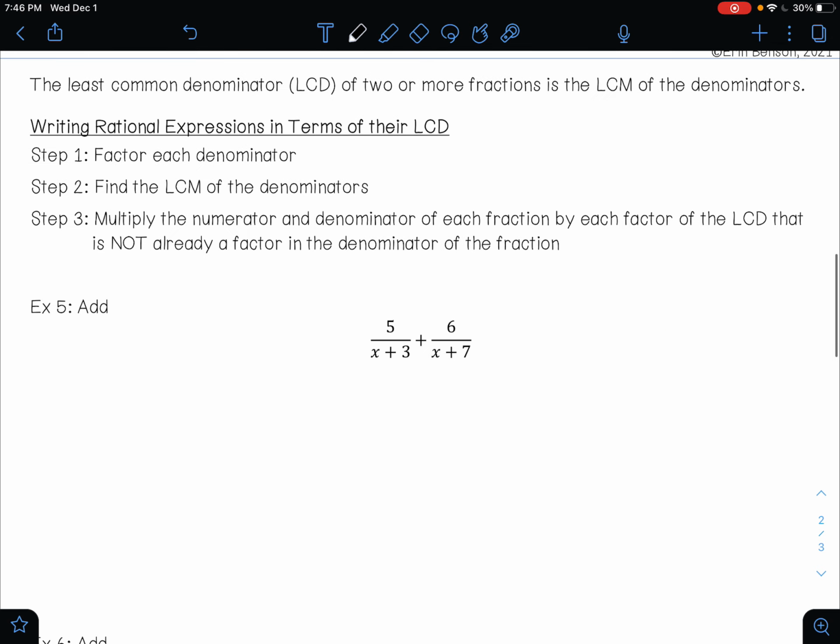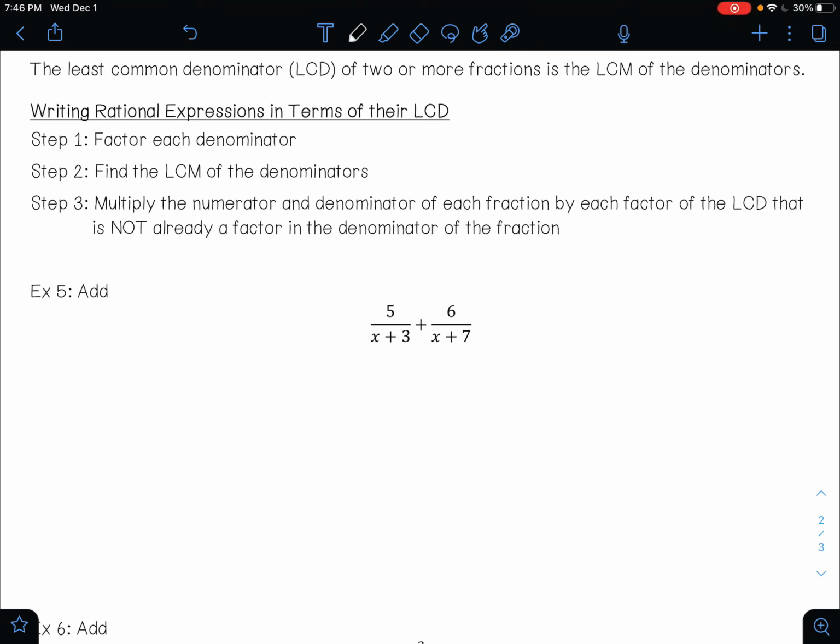We need to know how to find the least common multiple because that will be your lowest common denominator when you have fractions that do not have a common denominator. The least common denominator, the LCD, of 2 or more fractions is the LCM of the denominators. To write rational expressions in terms of their LCD, you will first want to factor each denominator, then find the least common multiple of the denominators, and then multiply the numerator and denominator of each fraction by each factor of the LCD that is not already a factor of the denominator in the fraction.